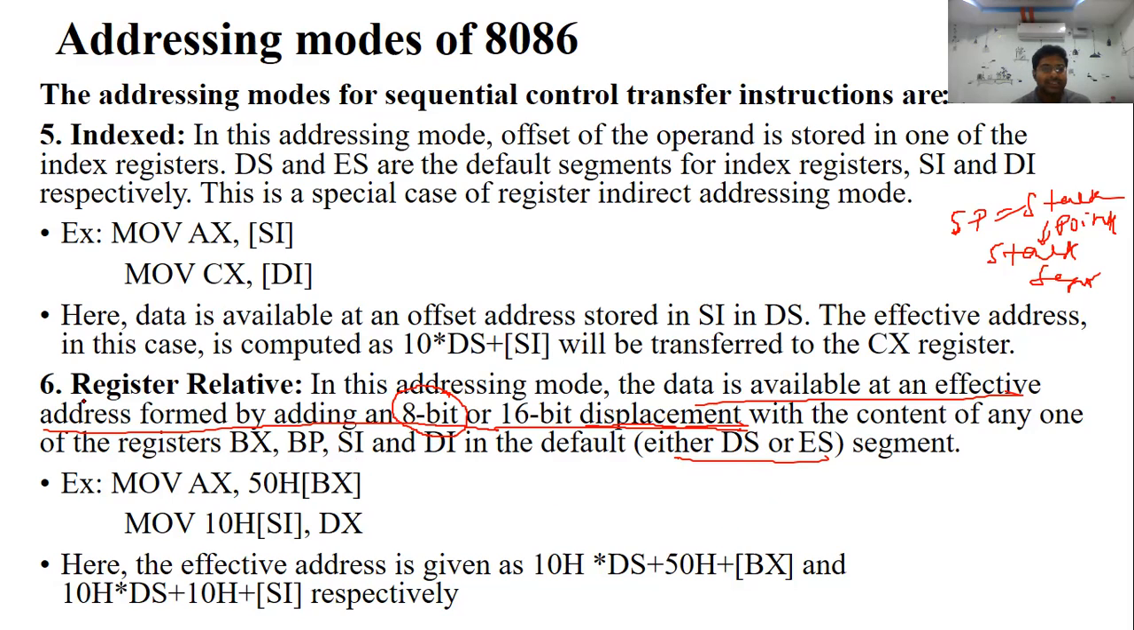Most of the cases in examinations, they ask about these relative addressing modes. So what is the relative addressing mode? The data is available at an effective address formed by an 8-bit or 16-bit displacement with the contents of any of the registers BX, BP, SI, DI. So this is one example. This is the relative address. This is the relative displacement.